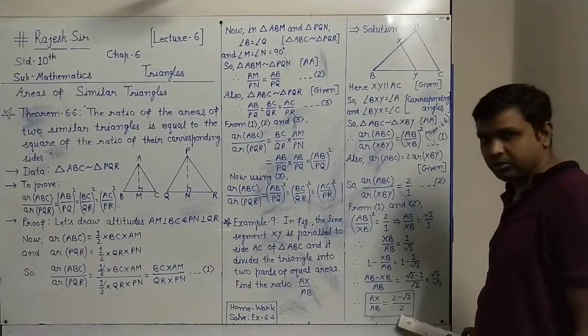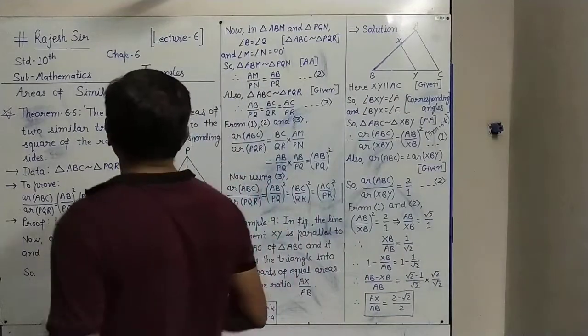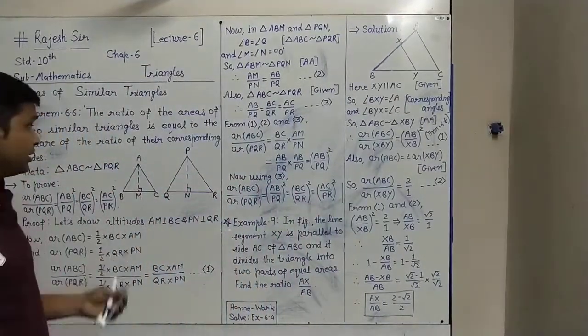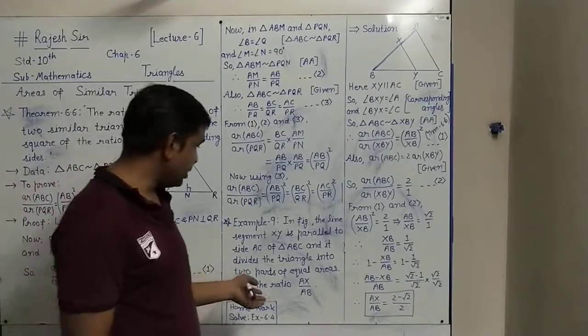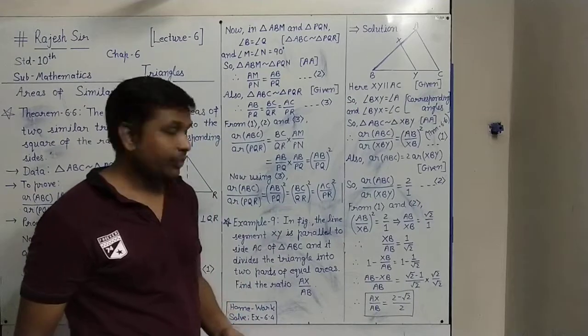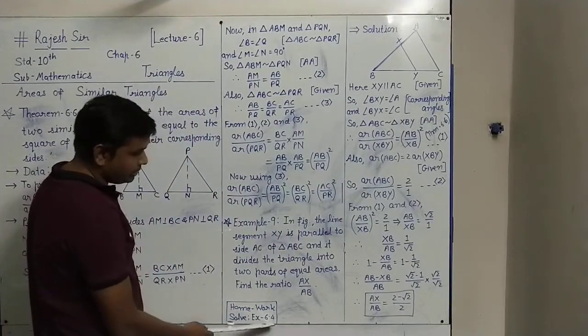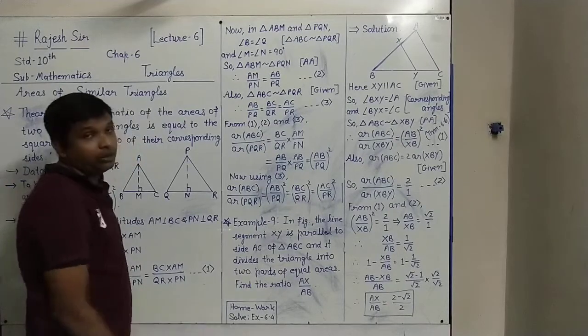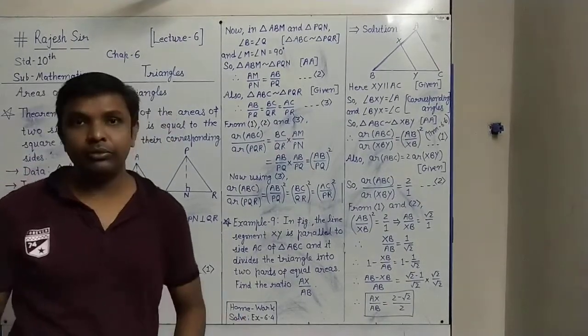So in this lecture we have seen the area of similar triangles related to theorem 6.6, and in this theorem we have seen how to use it in the examples, and in the next questions we will use it. Related to this theorem, we have exercise 6.4 next, and you have to do that in your homework and complete and solve exercise 6.4. Thank you.